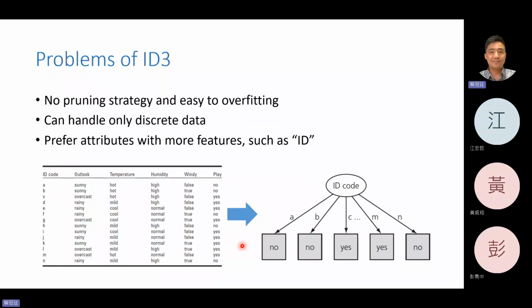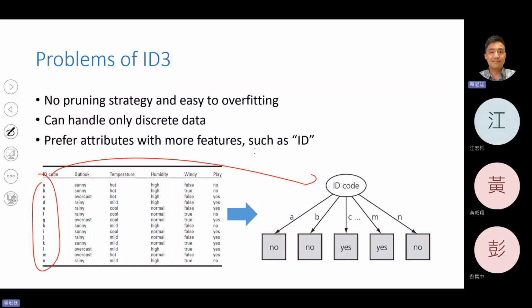So what's the problem of ID3? First, it can be a very big tree and we need to cut unnecessary branches, called pruning. There is no pruning strategy and it's very easy to overfit the data set. It can only handle discrete data and prefers attributes with more features, right? But here's a big problem. If you have a feature called ID, and ID, as you know, will be different for each data sample, it will easily overfit, right? Because you can use ID to split all possible data. So it prefers attributes with more features.